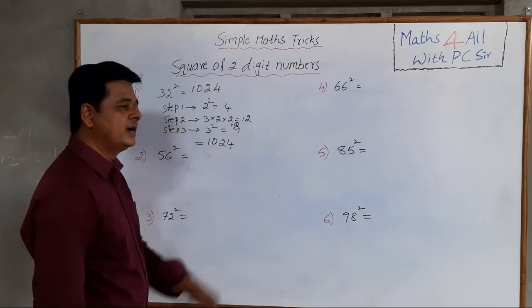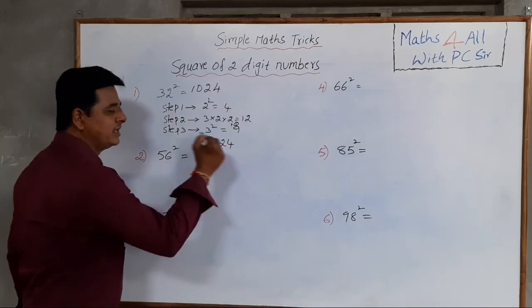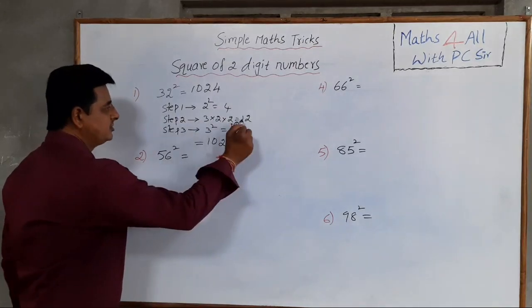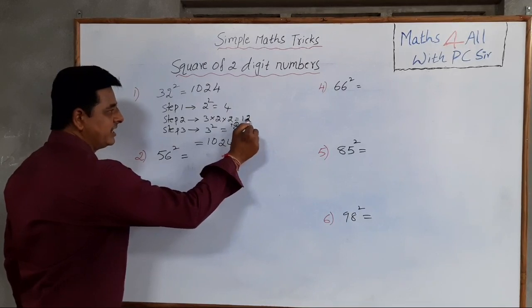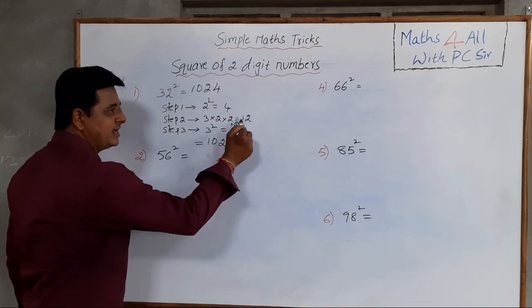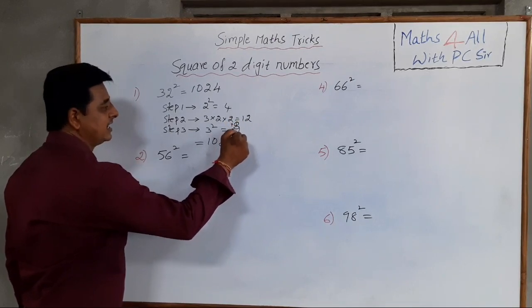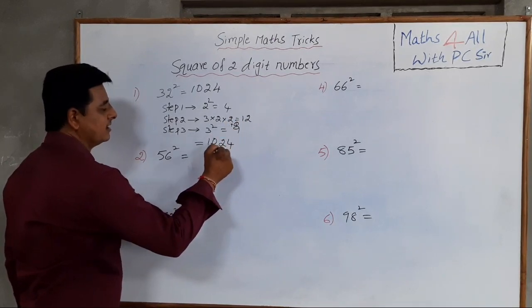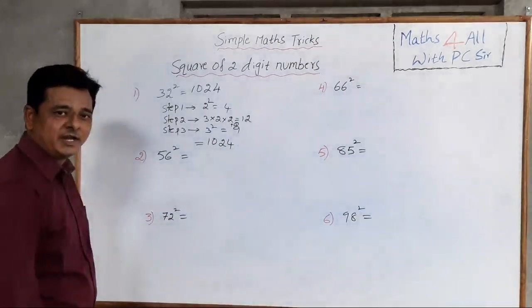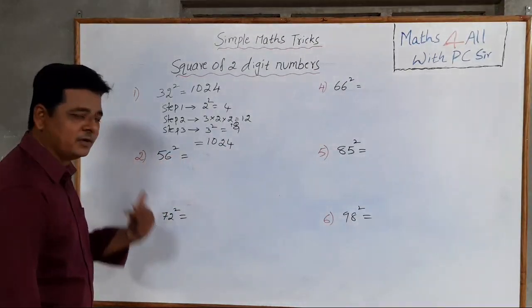Okay, now you have to write the answer. First you write 4 in the units place. Then next, 12 we got in the second step. You take the units digit 2, and here 1 is remaining now. That is carried forward to the next step. Carrying forward, that is 9. 9 plus 1, 10. So 1024. Understood? Okay. One more example we will take.